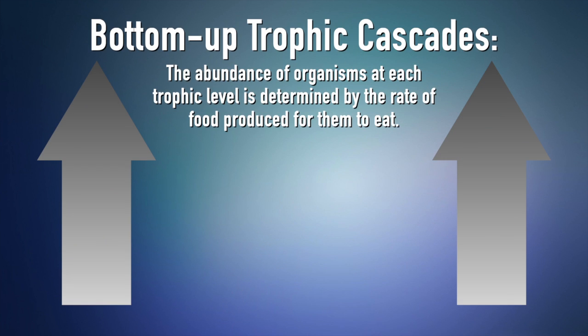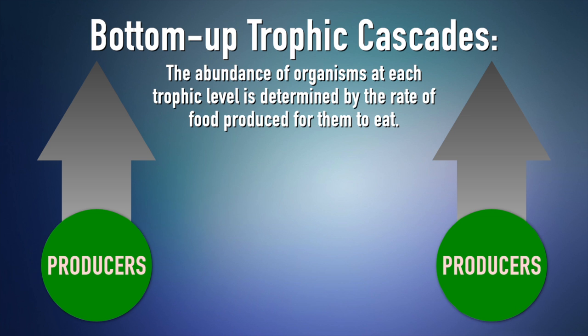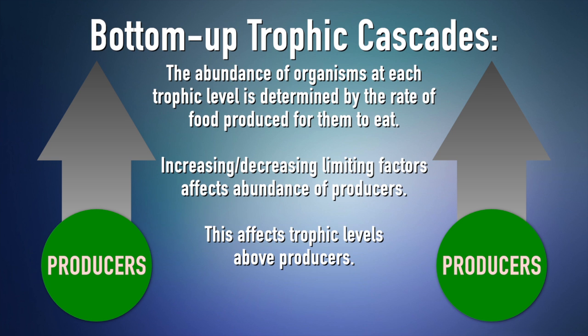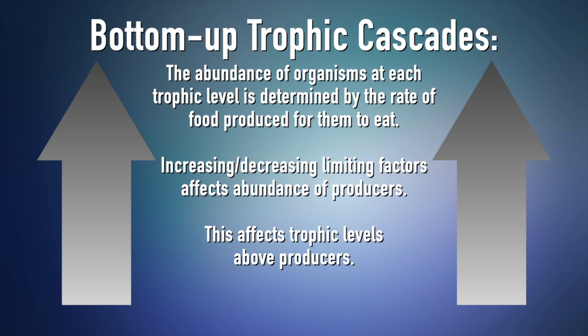For bottom-up trophic cascades, the changes come from the bottom trophic level, the producers. Remember, the producers set the energy budget for the ecosystem through photosynthesis. Limiting factors like soil nutrients, sunlight, or precipitation can influence the amount of producers that grow in an area. This affects all the trophic levels above the producers.